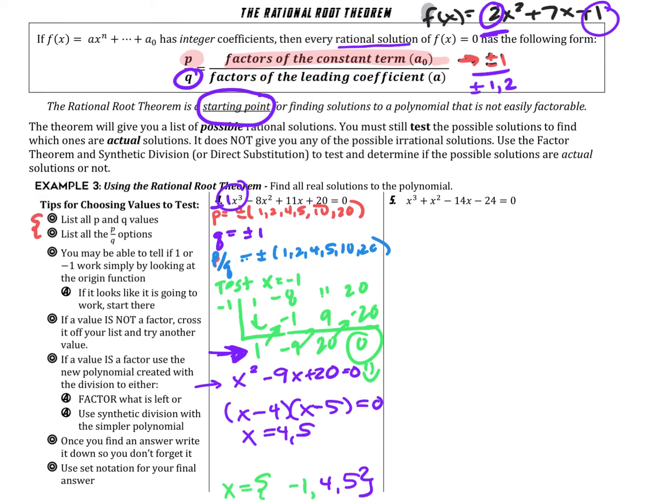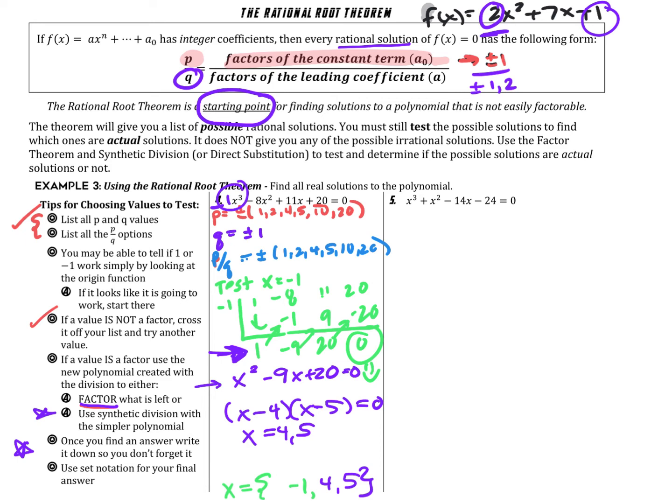So again, what we're doing, we're listing our P's and Q's. We're figuring out if something is or is not a factor. We got a factor on our first try there. If it is a factor, either factor what's left, that's what we did in purple, or use synthetic division to try and find a simpler polynomial. Don't forget to list off each answer you find using synthetic division, and then have your final answer in set notation. Okay, let's look at number 5.